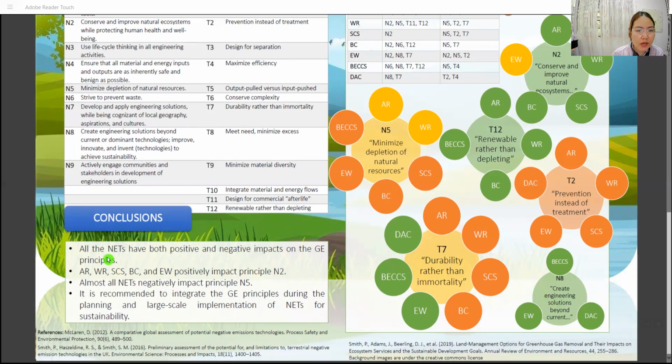In conclusion, all NETs have both positive and negative impacts on the green engineering principles. Afforestation and reforestation, wetland restoration, soil carbon sequestration, biochar, and enhanced weathering positively impact Principle N2, or conserve and improve natural ecosystem. But enhanced weathering also negatively impacts Principle N2. Almost all NETs negatively impact Principle N5. It is recommended to integrate the green engineering principles during the planning and large-scale implementation of NETs for sustainability.